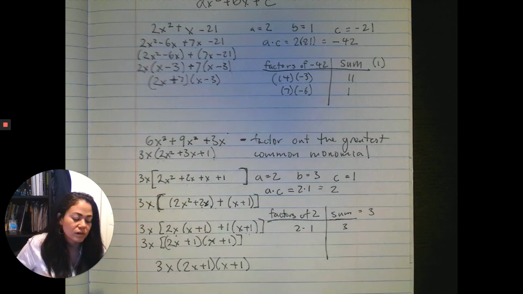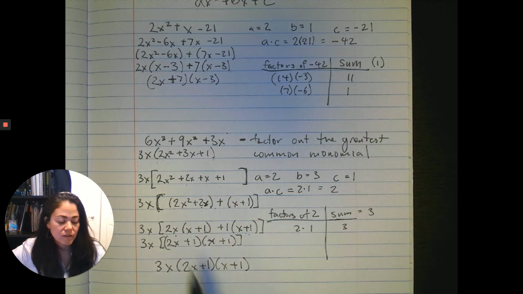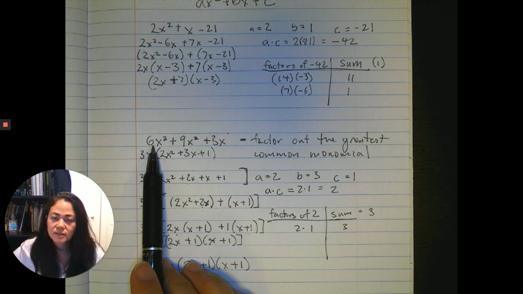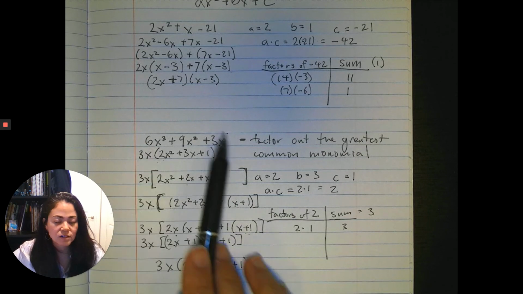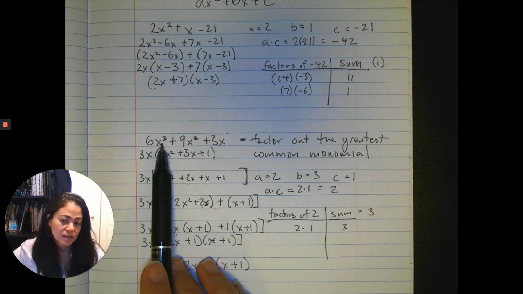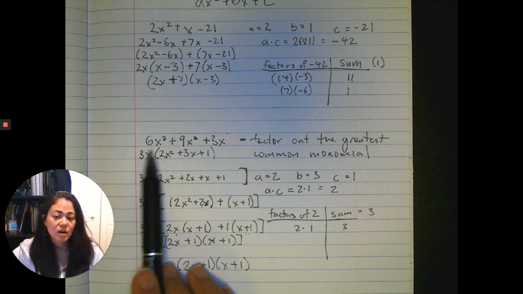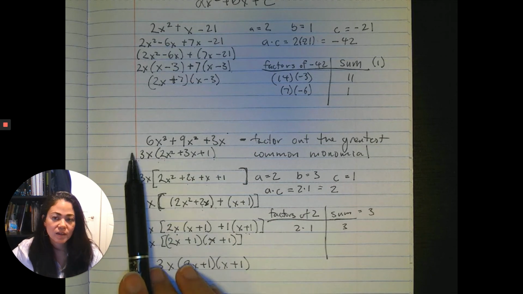So there it is. If you have a number in front of the x squared that's not 1, you first really do need to look to see if there's anything you can factor out of all 3 terms. In this case, I had an x, but even if it was 6x squared plus 9x plus 3, I could still factor out that 3, and that would be the way to get to the complete factorization.